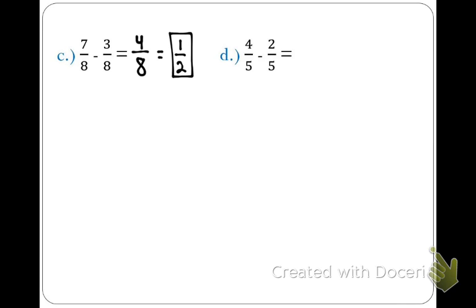All right, guys, what's 4/5 minus 2/5? 2/5. Can that be reduced? No, so that is your answer.